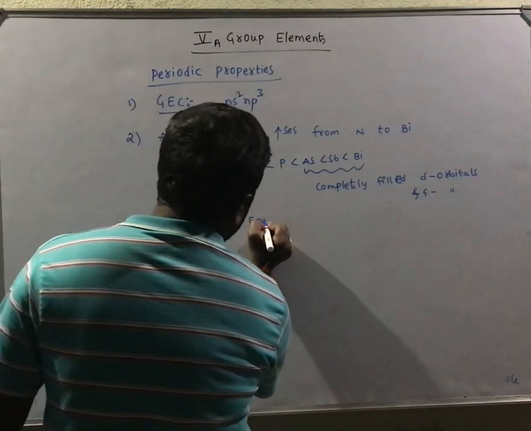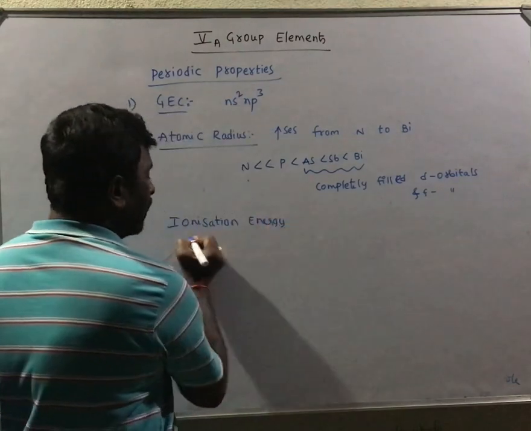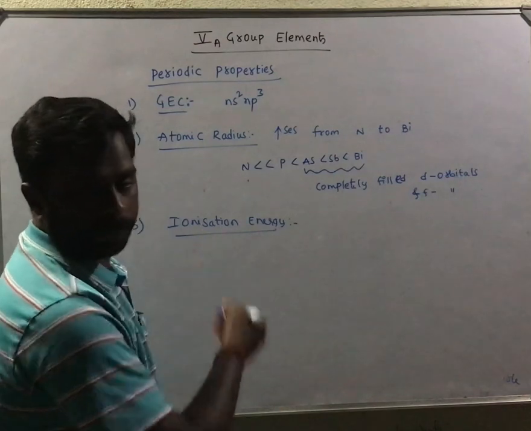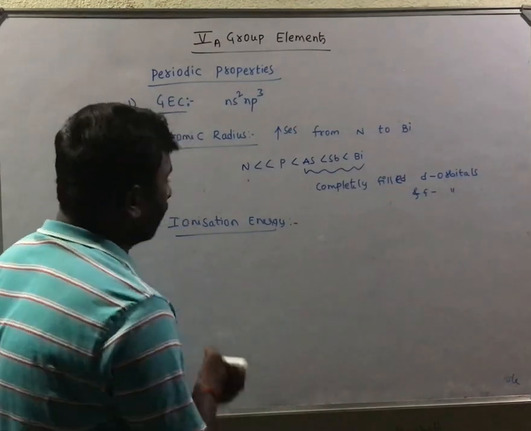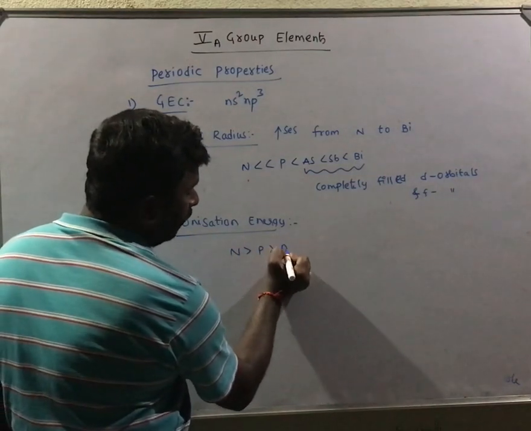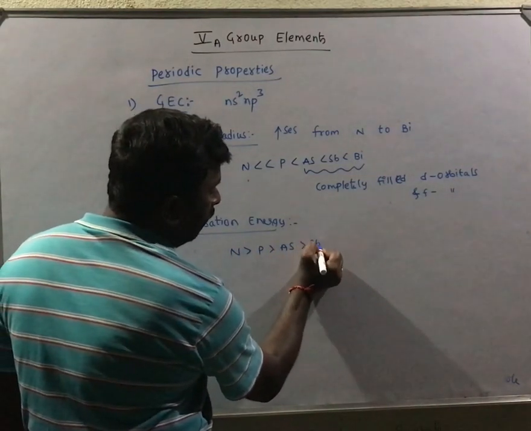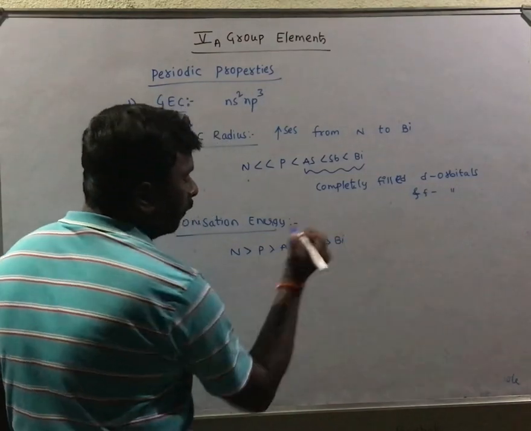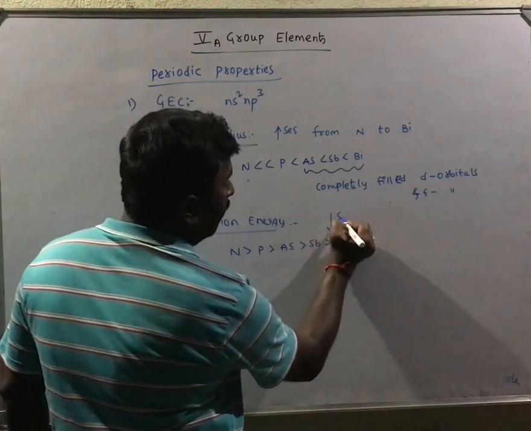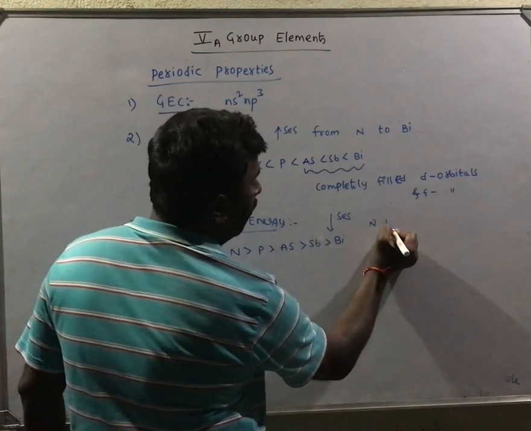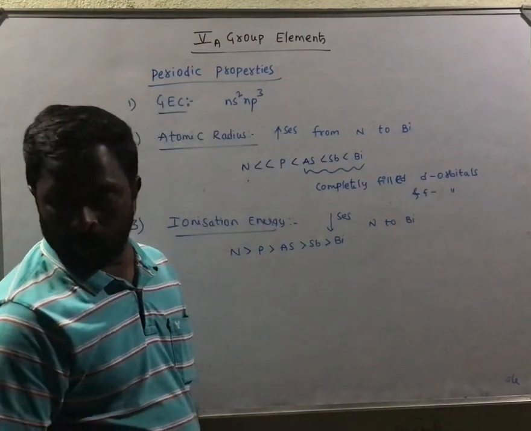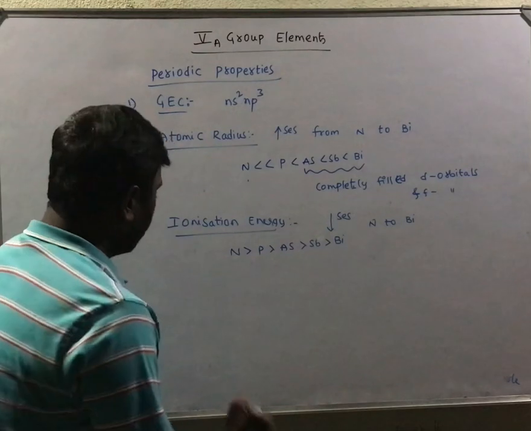ionization energy. What does ionization energy mean? Simply, this is the reverse process of atomic radius. That means nitrogen is more than phosphorus, than arsenic, than antimony, than bismuth. We are going from top to bottom, so it decreases from nitrogen to bismuth.